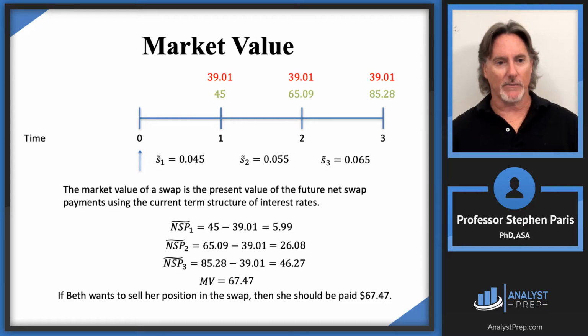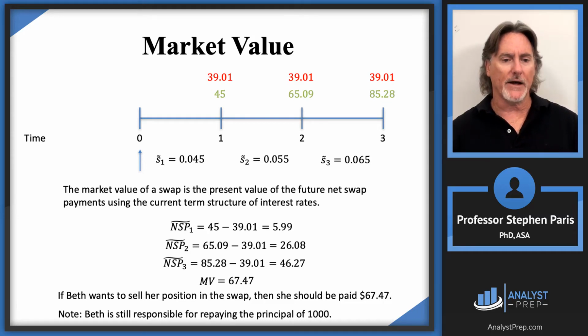My one final comment before I close this video is that this is an interest rate swap. Beth is swapping interest payments. If you look at the problem, sorry I didn't put it up here, she originally took out a loan of $1,000. This was all based off of a loan of $1,000. All she did was exchange interest payments. So as a final note, even if she sold her swap, Beth is still responsible for repaying the principal of $1,000 at what is now time 3 on the timeline, what was originally time 4.